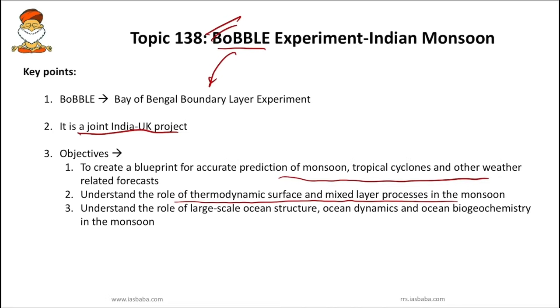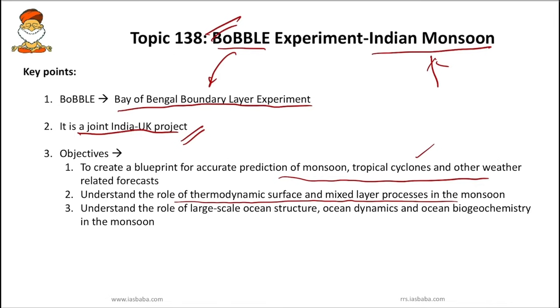So majorly you have to remember for prelims that this PROBABLE experiment is the Bay of Bengal boundary layer experiment, and it is an India-UK project to predict the Indian monsoon, tropical cyclones and other weather conditions happening over the Indian region.